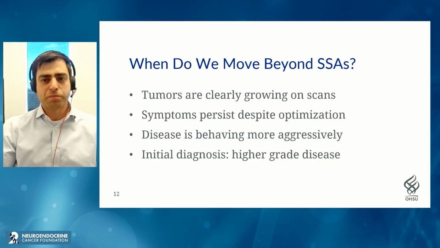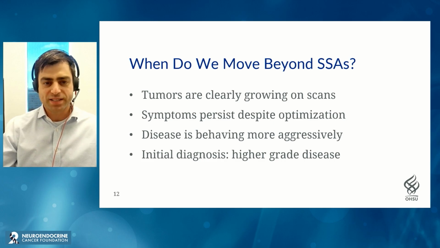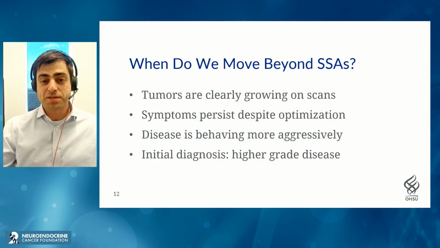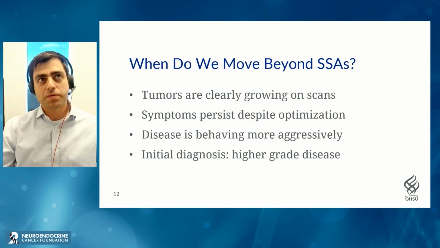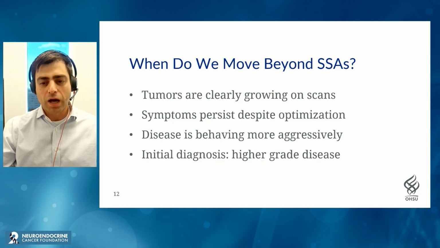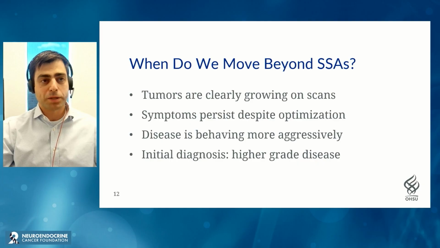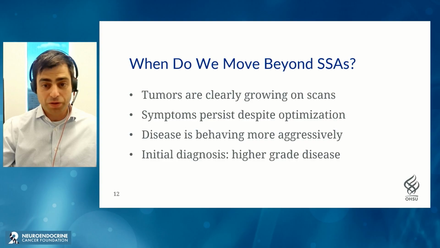So when do we move beyond somatostatin analogs? For one, of course, if the tumors are clearly growing through multiple CT scans and we don't think they're providing that disease control. Second, if we're getting breakthrough symptoms, be it hormonally or other symptoms, in spite of dose optimization and otherwise for these drugs. Then also, if the disease starts behaving more aggressively, oftentimes the somatostatin analogs are not the best option for controlling disease. Similar to that, on initial diagnosis, if a patient has higher grade disease, we may jump to different treatments such as PRRT, Lutathera, or even chemotherapy in certain situations.